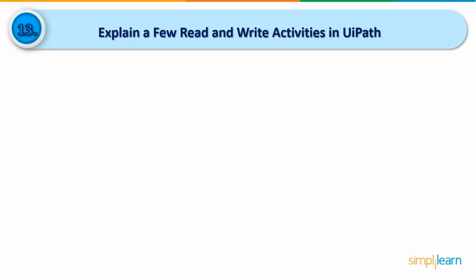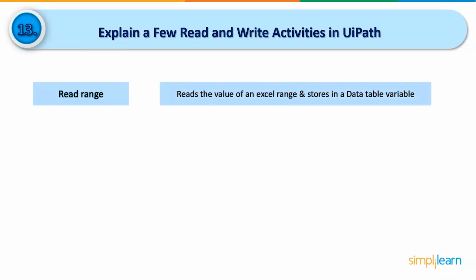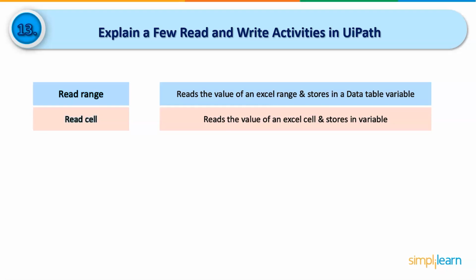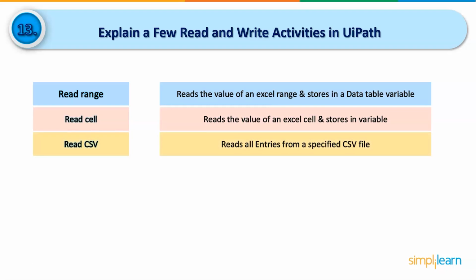Explain a few read and write activities. Read range reads the values of an Excel range and stores in a data table variable. Read cell reads the values of an Excel cell and stores in a variable. Read CSV reads all entries from a specified CSV file.